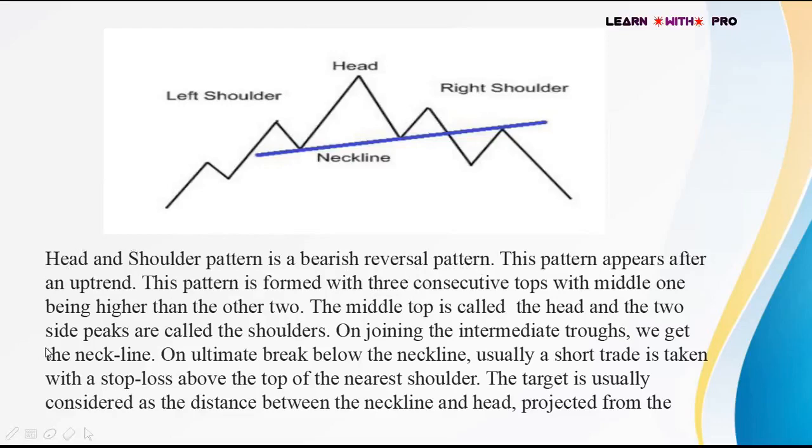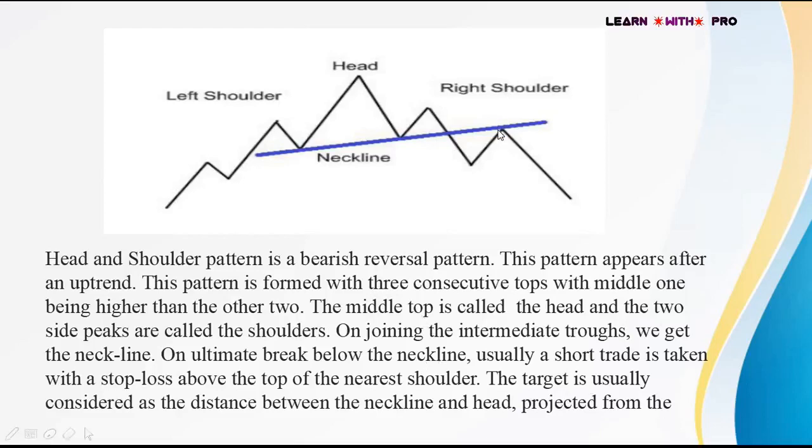The pattern appears after an uptrend. This pattern is formed with three consecutive tops with the middle one being higher than the two. You can see the middle top is called the head and the two side peaks are called the shoulders. On joining the intermediate lows, we get the neckline. On a break below the neckline, usually a short trade is taken with a stop loss above the top of the nearest shoulder. The target is usually considered as the distance between the neckline and the head, projected from the neckline.